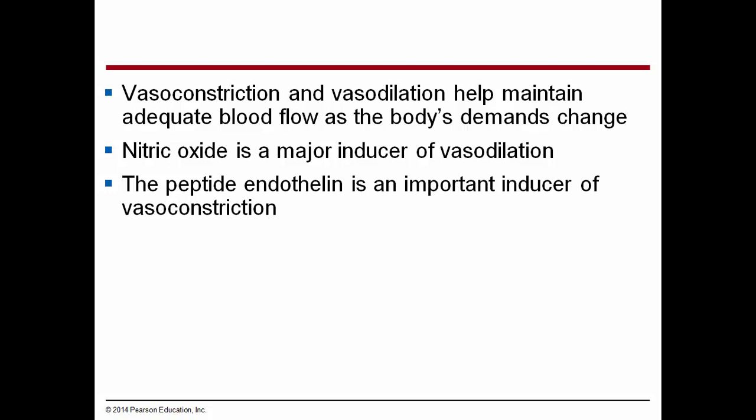Nitric oxide is a major inducer of vasodilation. The peptide endothelin is an important inducer of vasoconstriction. Nitric oxide is a major inducer of vasodilation, and endothelin, a peptide, is the most potent inducer of vasoconstriction. Cues from the nervous and endocrine systems regulate the production of nitric oxide and endothelin in the blood vessels, where the activities regulate blood pressure.